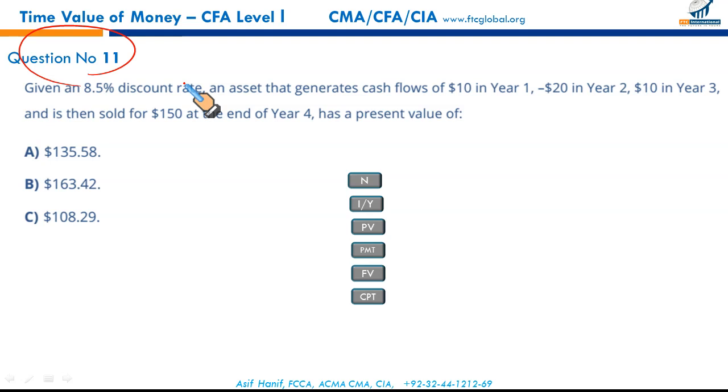Now this is interesting. 8.5 is the discount rate, an asset that generates $10 in the first year, negative 20 in the second year, plus 10 in the third year, and then finally it gets you 150 at the end of the 4th year. We have to calculate the present value. Since these are not regular recurring cash flows, we have to use some other approach for this question.